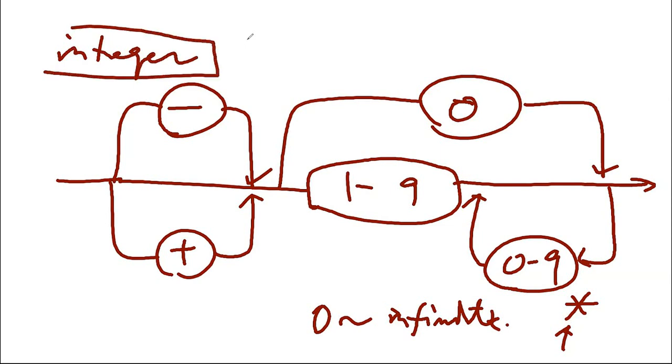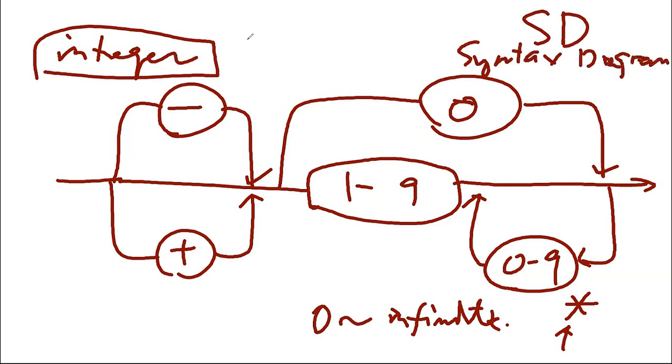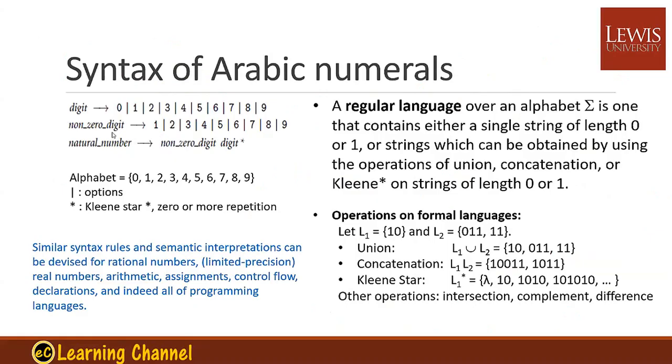So when we define a term, we say an integer, or a natural number, or a non-zero digit, or a digit, it can be described by this thing called a syntax diagram. Is that okay? Or SDD. So you draw this, and then you go back to look at the regular expression grammar. Regular language grammar. It will be easier to understand now.